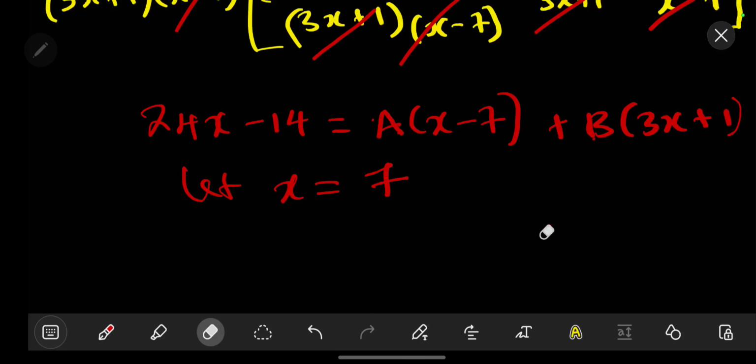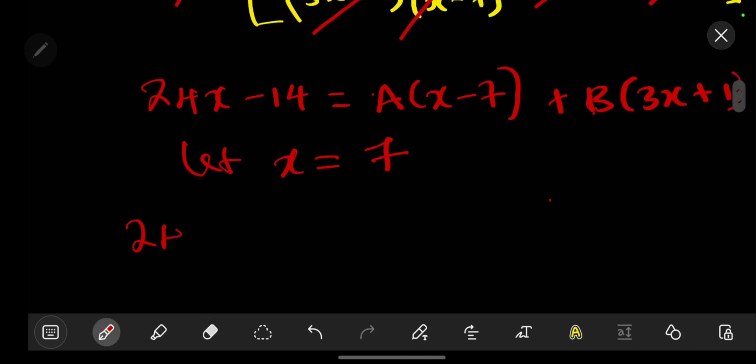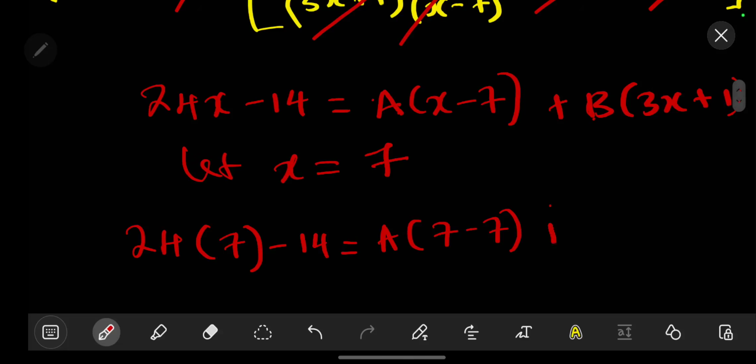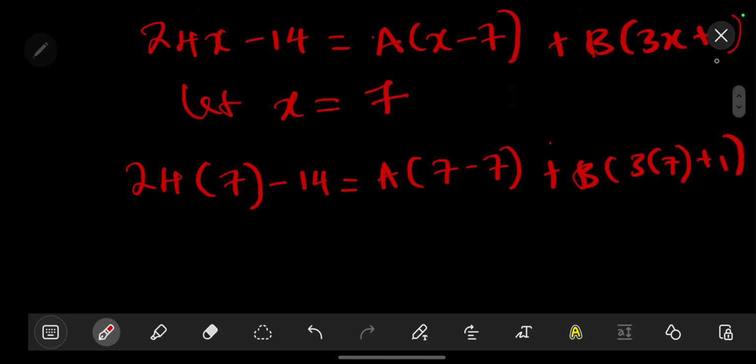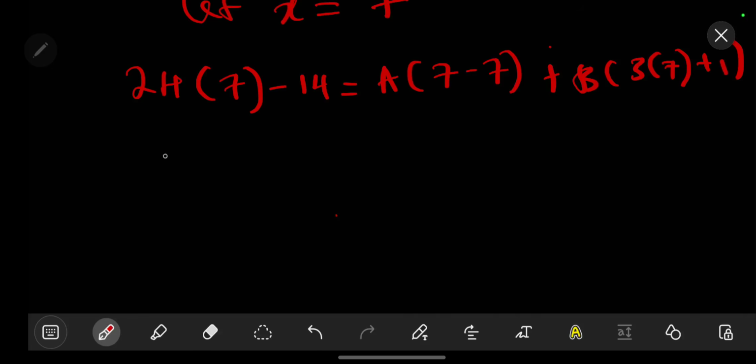So after you do that, we are going to get a 24 where x is, we put a 7, minus our 14 should be equal to a times (7 minus 7), plus b times, where x is, we have 3 times 7, plus our 1. Then what we are going to end up with is 24 times 7. This will give us 168. So we are going to write our 168.